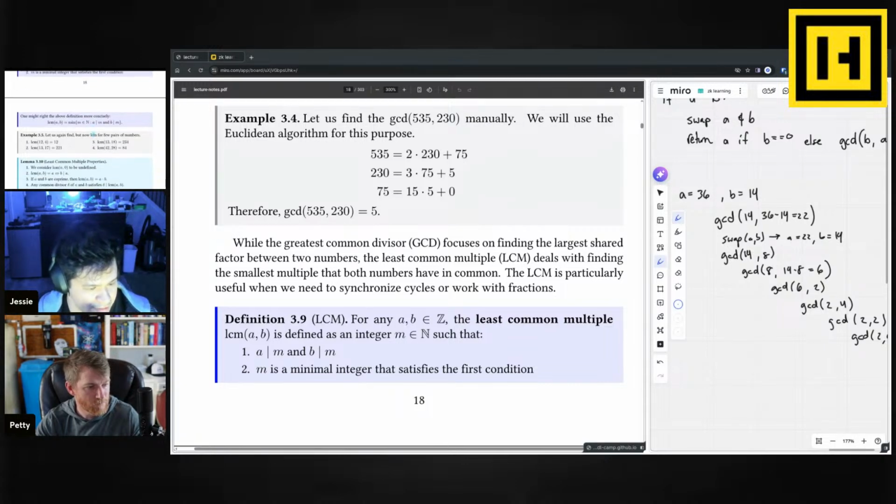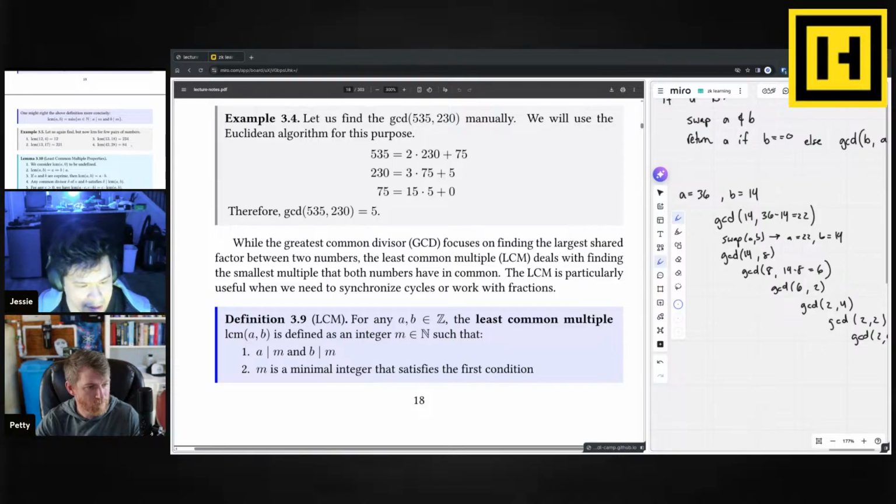Example 3.5. Let us again find, but now least common multiple, for a few pairs of numbers. 1, LCM of 12 and 4 is 12. 2, LCM of 13 and 17 is 221. 3, LCM of 13 and 18 is 234. 4, LCM of 42 and 28 is 84.